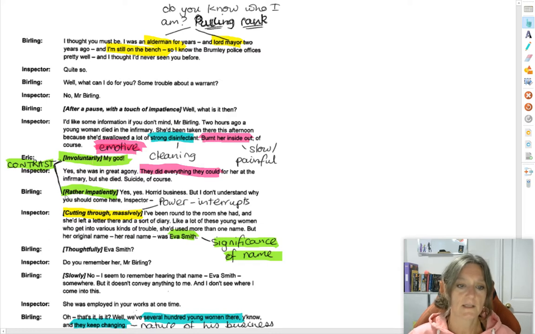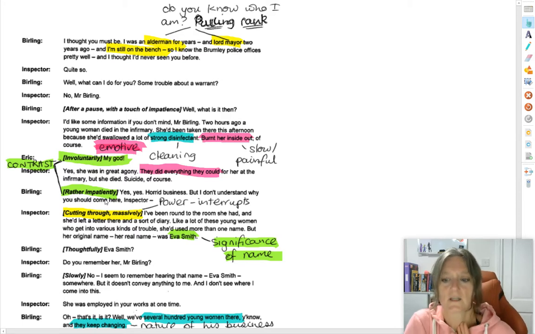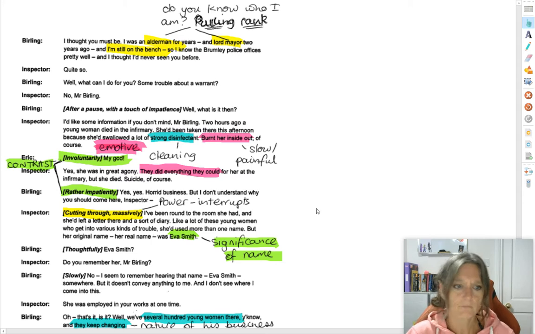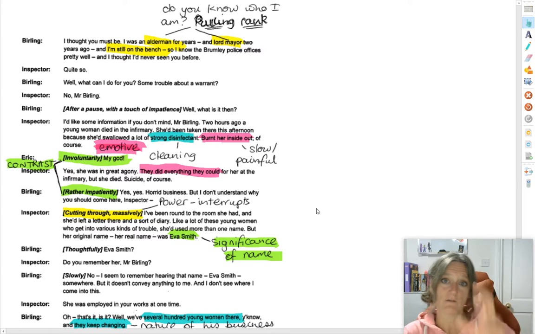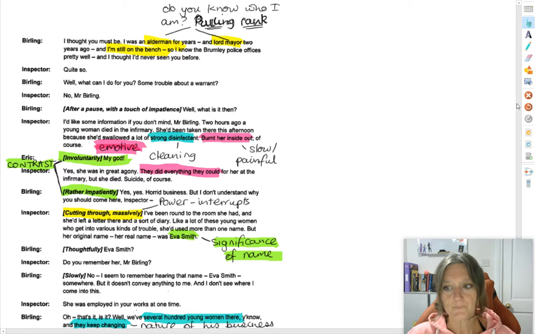Whereas Mr. Birling is rather impatient. "It's a horrid business, but what's it got to do with me? I don't understand why you should come here, Inspector." So really, really different. For Mr. Birling, this young woman's tragic death is just an inconvenience that is wasting his time, whereas Eric really feels it, doesn't he? Okay, so it's not really got anything to do with our learning question, the difference between Eric and Birling, but definitely really useful when we look at Eric more closely in their relationship, a potential essay question that could come up.